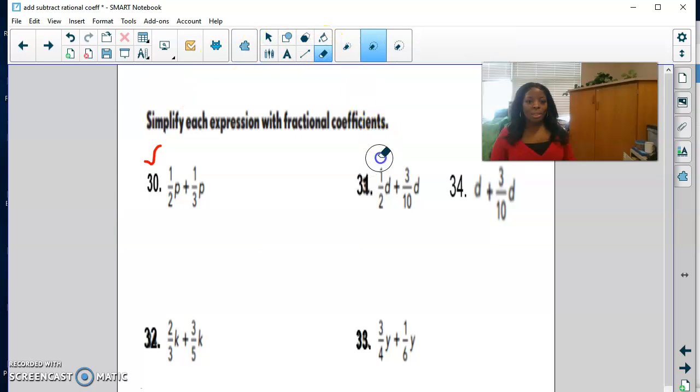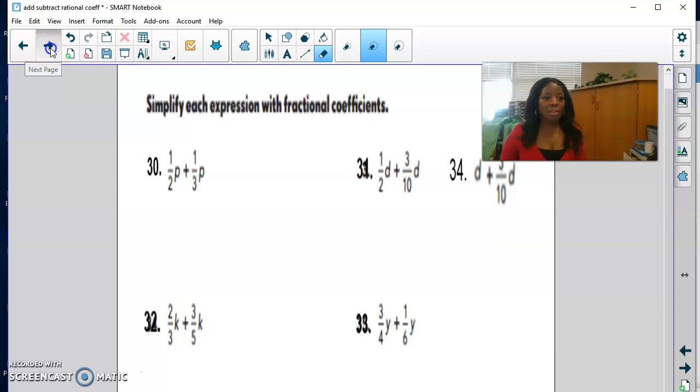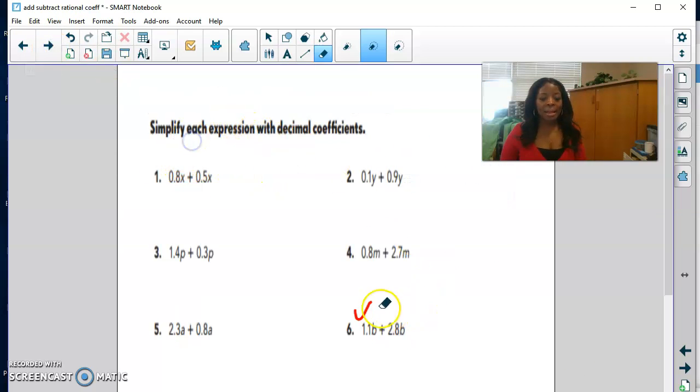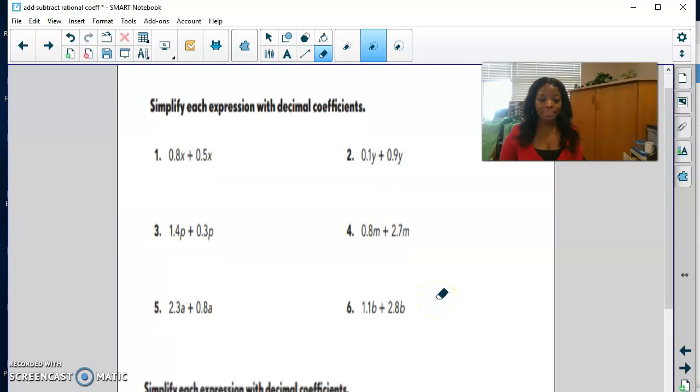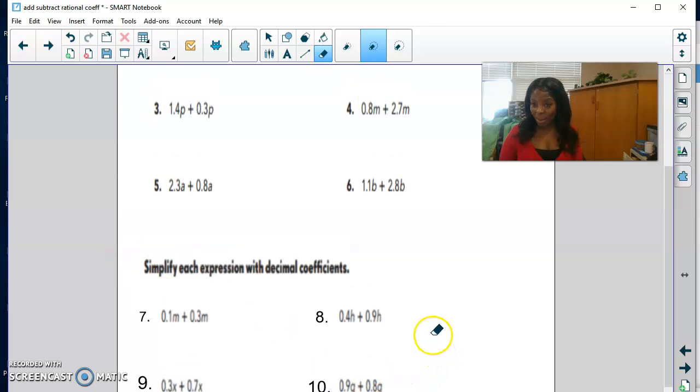This is what we did for our ticket out the door 30 and 31. So pause the video and write these 5 problems down. And then on the next page, we have these problems. Pause the video, write them down on a sheet of paper. And 7 through 10, pause the video, write them down on a sheet of paper.